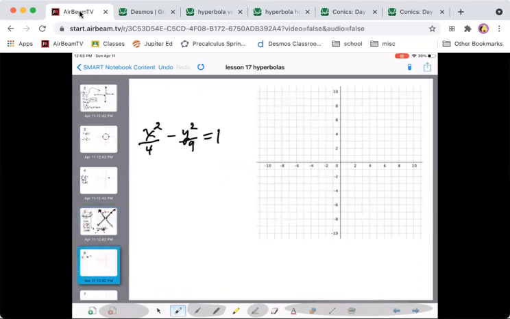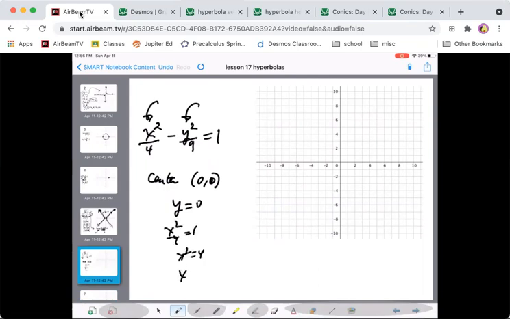And here's the way it works. First of all, a hyperbola has a center. And in this case, the center is 0, 0, because it wouldn't be 0, 0 if there was x minus h and y minus k. But in this case, 0, 0 is the center. Now, if you plug y equals 0 in, you would get x squared over 4 equals 1, x squared equals 4, x equals plus or minus 2. And those would be the x-intercepts.